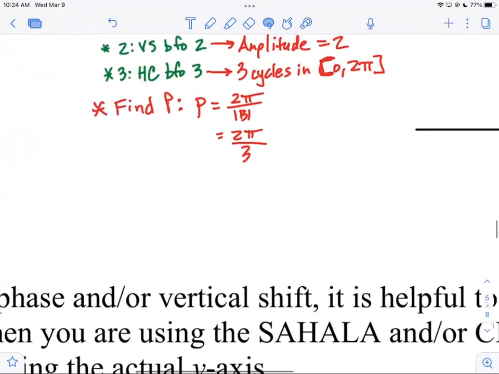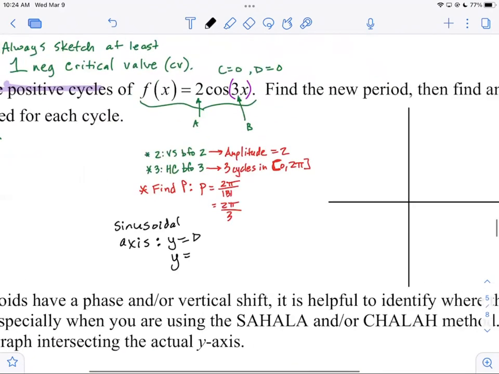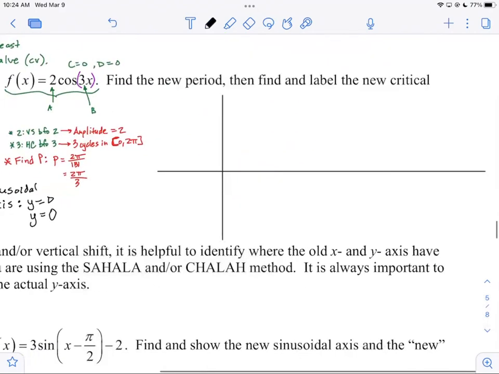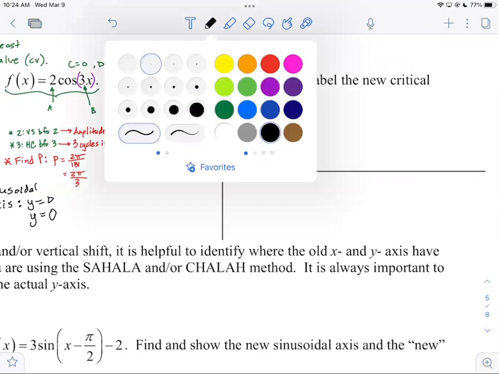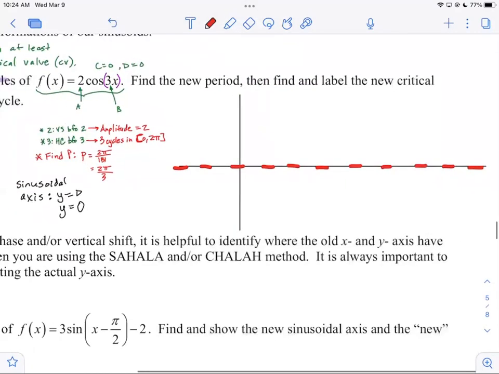Step one, where's your sinusoidal axis? That's the first thing that we look for when we do the vertical axis. Well, remember, it's at y equals d. What's our d value here? Did we shift it up or down at all? No, so guess what? It's y equals 0, also known as the x-axis. So I'm gonna go ahead and put it on there. I'll choose red, and I'll make it a little bit thicker. And I know you can do dotted lines, but I'm not gonna do that. It takes too long for me to switch. So I'm just gonna put a dotted line on the x-axis, right? There's your sinusoidal axis. It's not a horizontal asymptote, it's just a reference line. It's an imaginary reference line, okay?